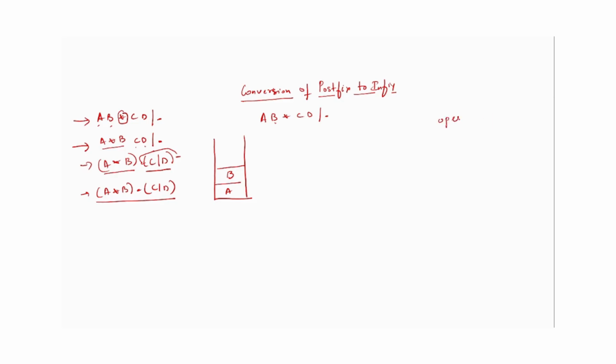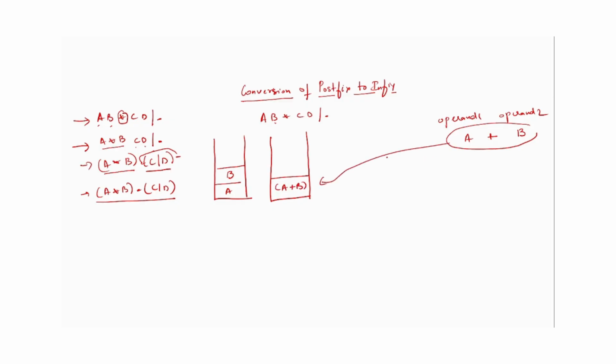A would be operand 1, B would be operand 2, and the operator I will put here. So now I have an empty stack because I have popped out both A and B. Now I evaluate A star B and I push A star B back into the stack, correct? So I will say here A star B. I have pushed it back into the stack here.